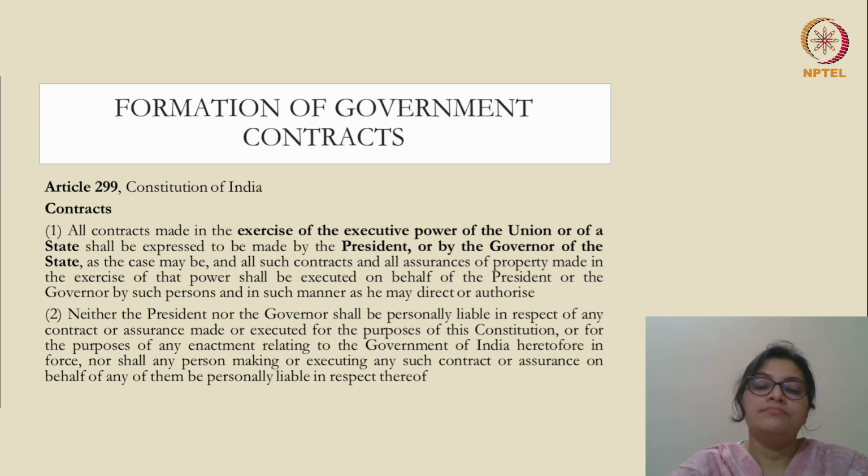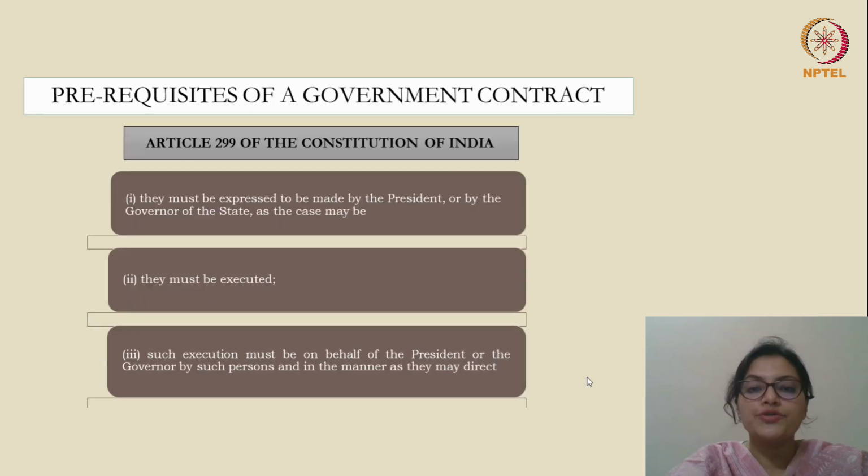So Article 299 basically lays down certain fundamental parameters for the formation of government contracts that we would be dealing with in greater detail in the subsequent slides. To reiterate, the conditions that need to be fulfilled for a contract to be entered into by the Union or a state, as laid down under Article 299 of the Constitution, are that these contracts must be expressed to be made by the President or by the Governor of the state, as the case may be. The contracts must be executed, and such execution must be on behalf of the President or the Governor by such persons and in the manner as they may direct.